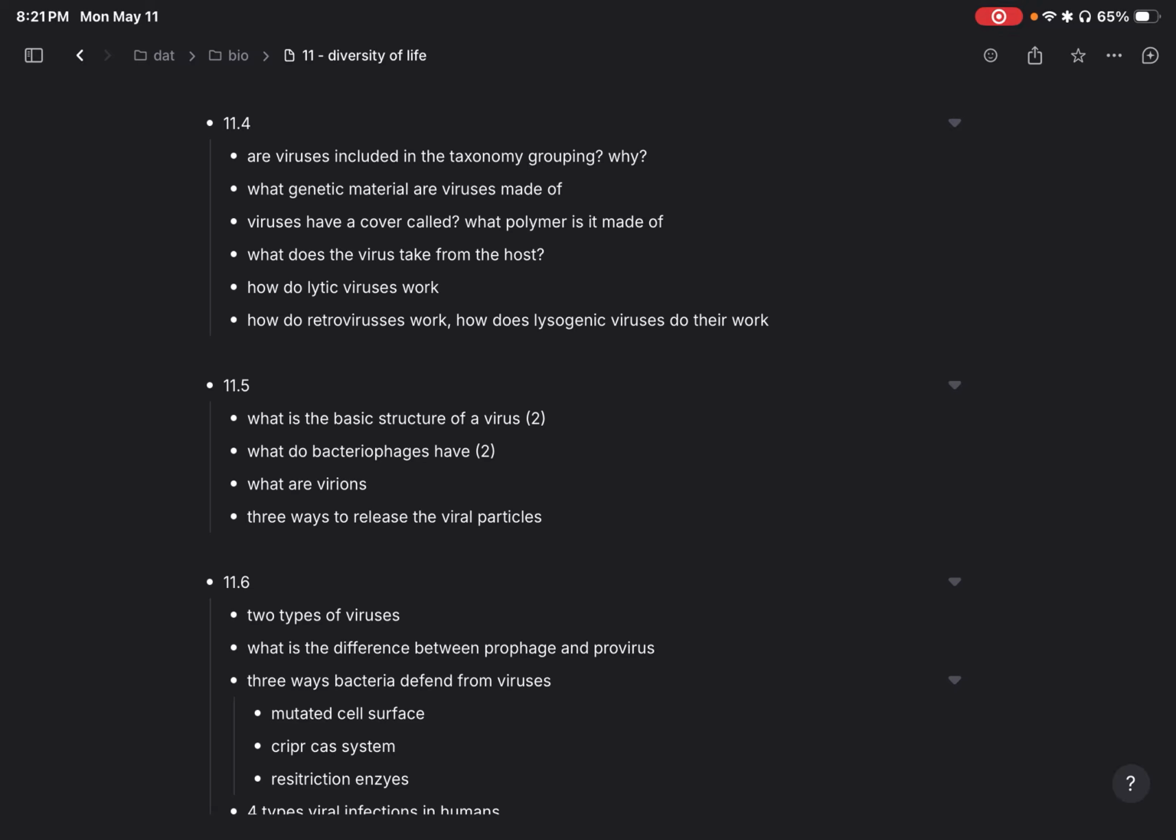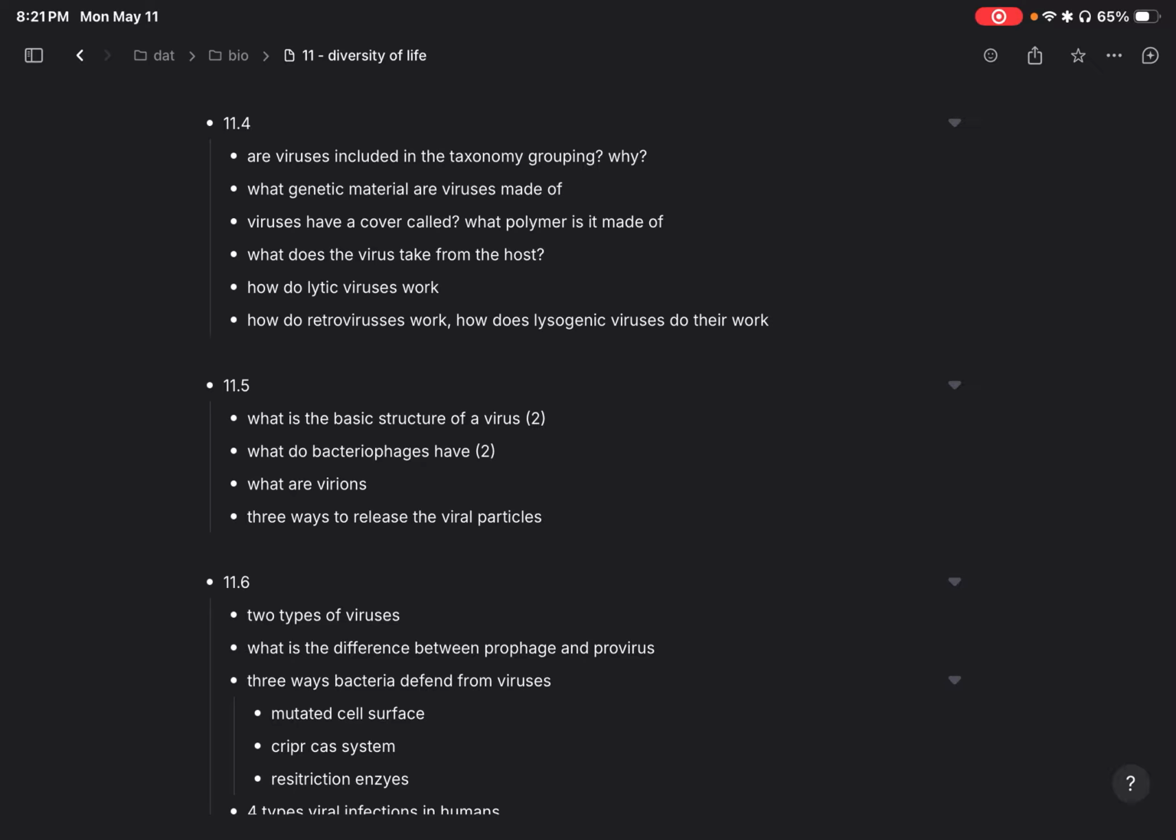What does the virus take from the host? So when it breaks free out of the host, it'll take some of the outer membrane with it. It also, I guess, you could say, hijacks the machinery in the cell, and it'll make its own stuff. But it also does take some of the outer cell wall, like the plasma membrane.